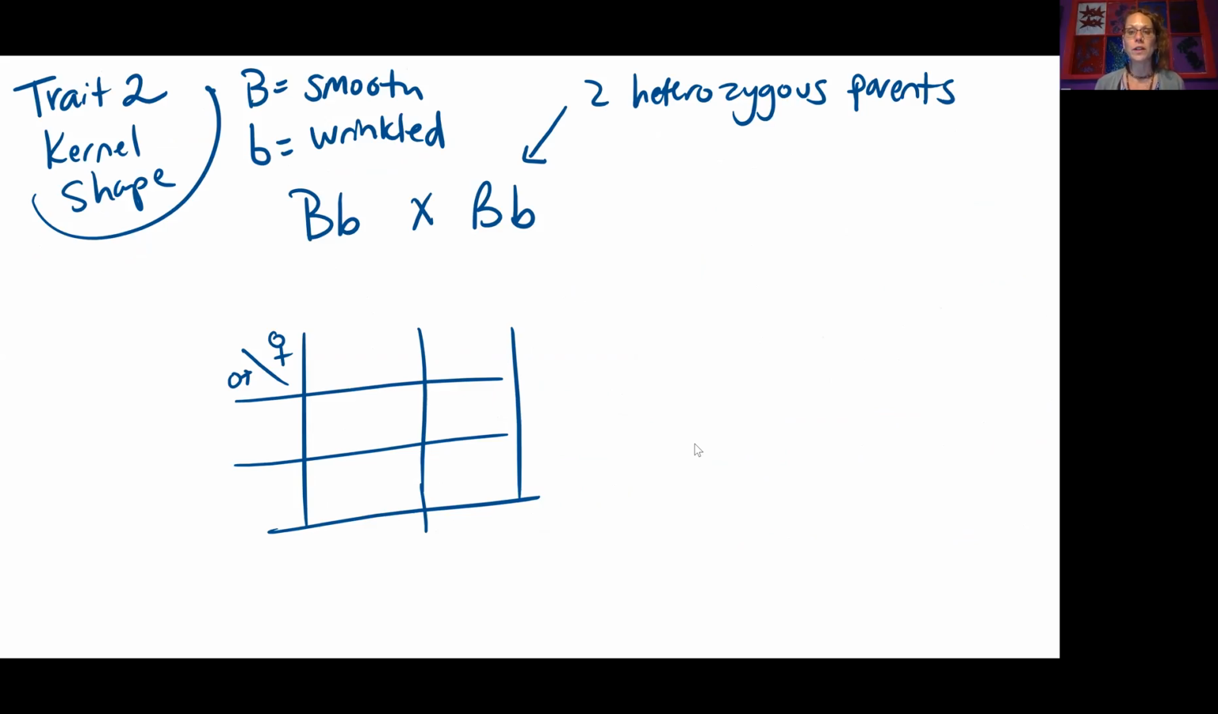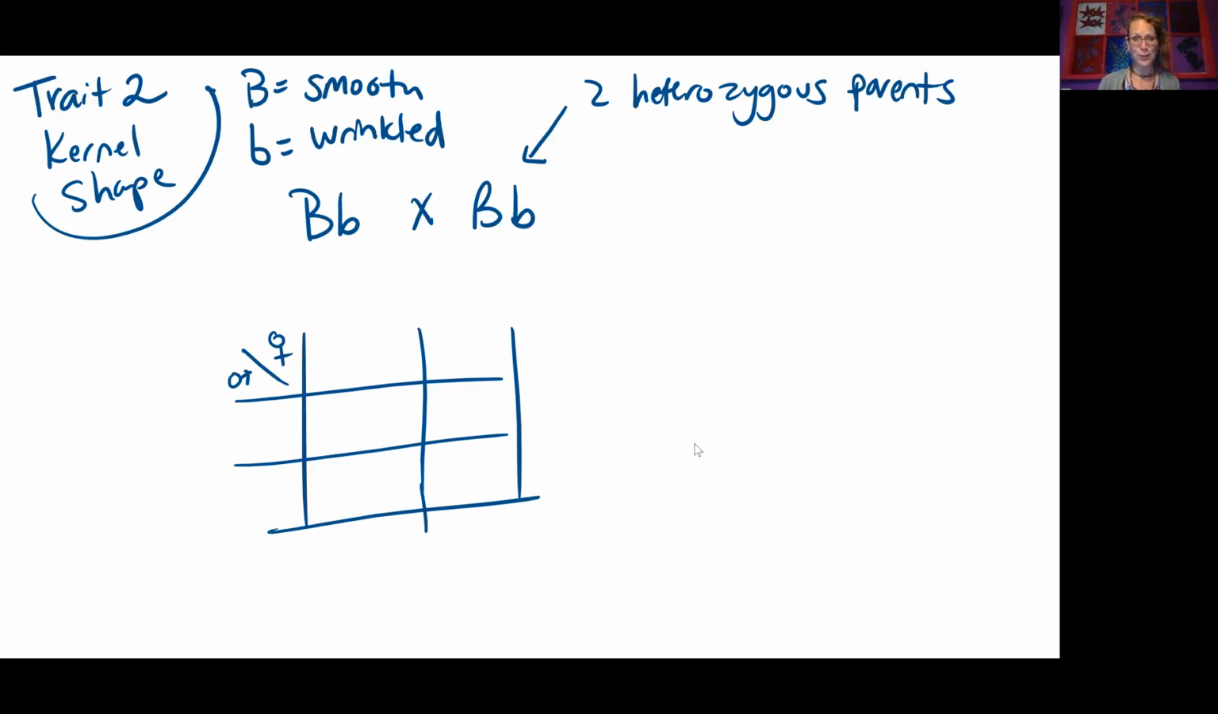In order to figure out what's going to go on with trait 2, we need to just complete a monohybrid cross. So we're going to look at the characteristic of kernel shape, and it comes in two forms. It can either be smooth or wrinkled. Our text tells us that smooth is the dominant form, and to use the letter B. So we're going to use a capital B for smooth and a lowercase b for wrinkled. And we're crossing, again, two parents that are heterozygous for this characteristic. Remember, heterozygous means having both dominant and recessive alleles, big B, little b. So go ahead, pause your video, and complete your Punnett square.